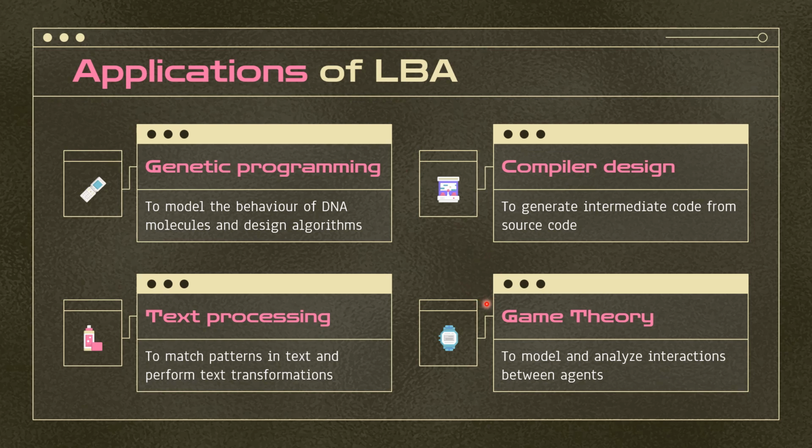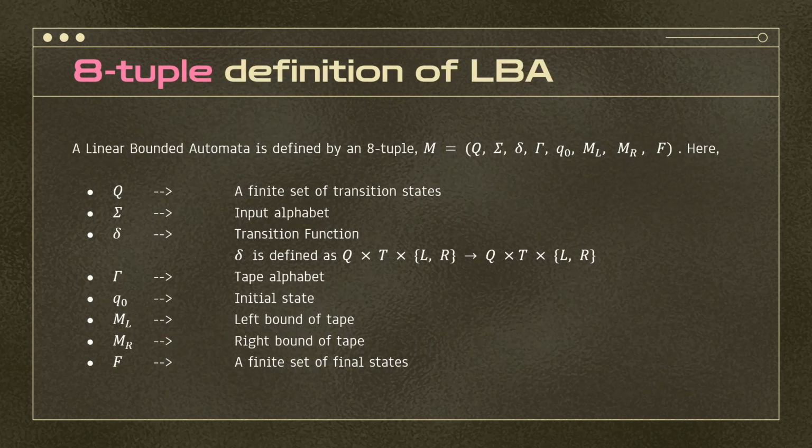Finally, in game theory, LBAs are used to model and analyze interactions between agents. Now, every type of automata can be represented by a tuple. This is the 8-tuple definition of linear bounded automata. Q represents a finite set of states. Sigma represents the input alphabet. Delta represents the transition function, which is defined as such. Tau is the tape alphabet.